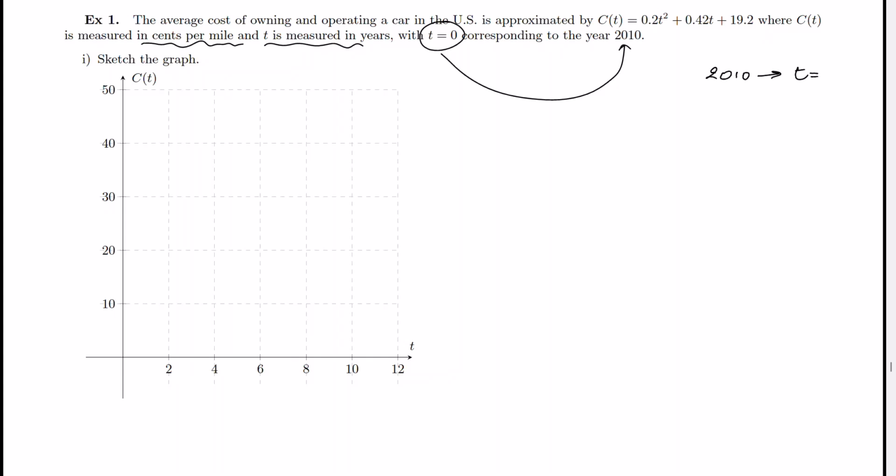That means if you want to calculate the average cost of operating the car, you put 0 into this equation. But if you want to know, for example, the cost in 2015, then you have to say, okay, 2015 is 5 years after 2010, so I would plug in 5 into this equation to get the cost of operating my car.